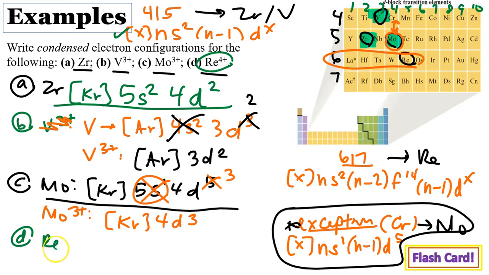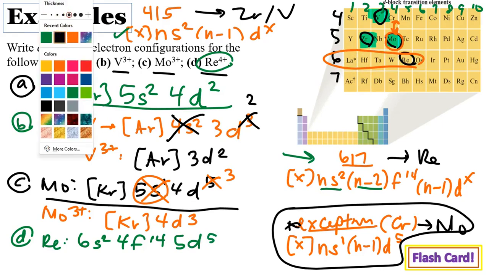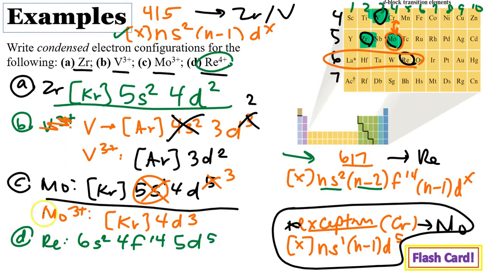So again, I'm going to get Re. No exceptions. I just have to use the period 6 and 7 formula. So this is period 6. So I'm going to have 6s2. And then 6 minus 2 is 4. So that's going to be 4f14. Okay. Next, I'm going to do n minus 1, which is going to be 5. And then d^x. So where is Re? 1, 2, 3, 4, 5. So 5d5.